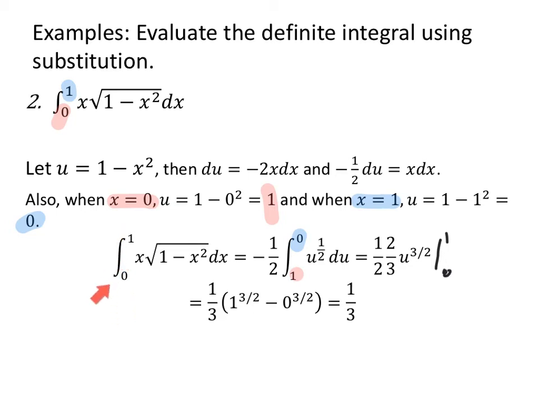So, the integral from 0 to 1 of x times the square root of 1 minus x squared dx is, all right, the x dx is replaced by a negative 1/2 du. The limits of integration, 0 to 1 on x, are replaced by 1 to 0 on u. The square root of u, so that's u to the 1/2 du. The negative 1/2 out in front, and the u to the 3/2 divided by 3/2, which becomes 2/3.